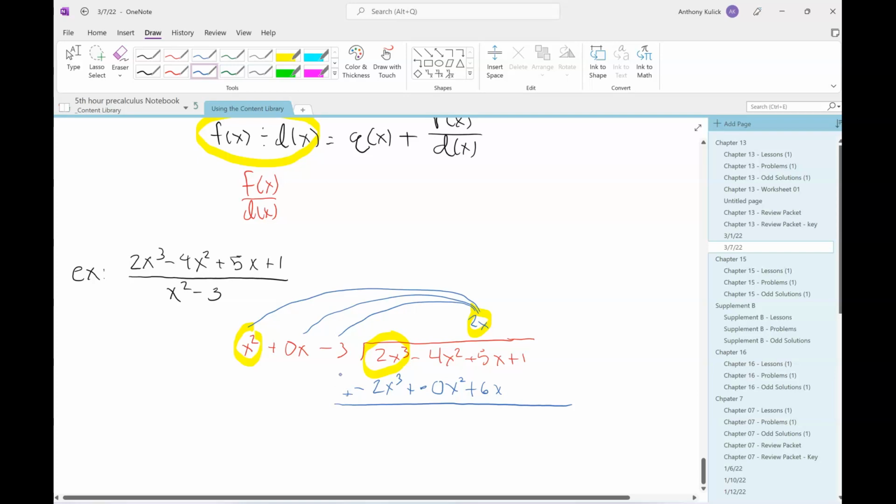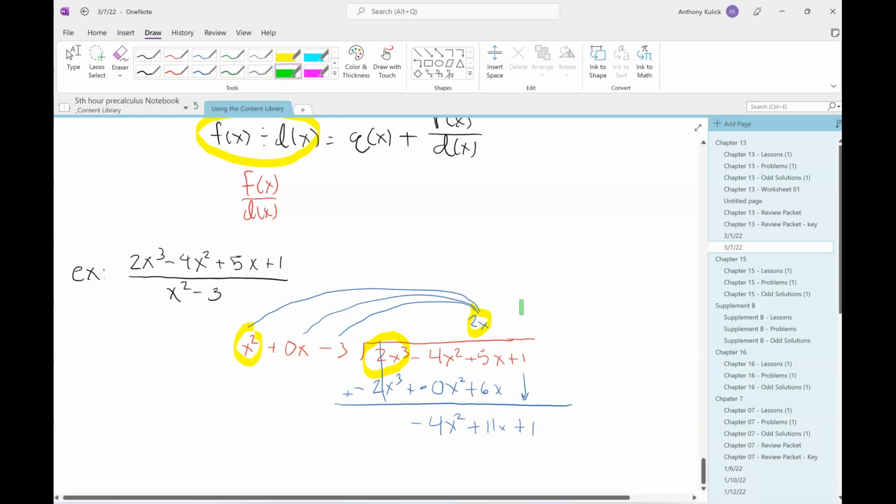Because boy, it's easy to goof up that you're subtracting each one of those three terms. Probably the single most common mistake I see students make in this is goofing up the negatives when they're trying to combine their terms here. So when I add down now, 2x cubed plus a negative 2x cubed, those just cancel out. Negative 4x squared plus a negative 0x squared, well, just negative 4x squared. And then I have 5x plus 6x, that's 11x. And I bring my next term down.